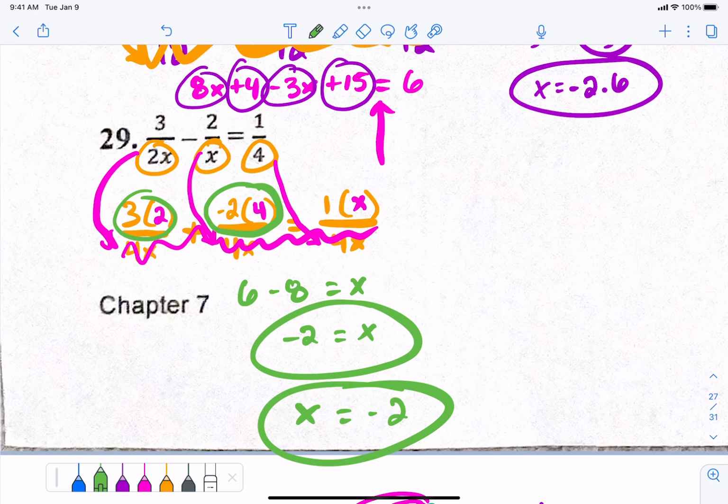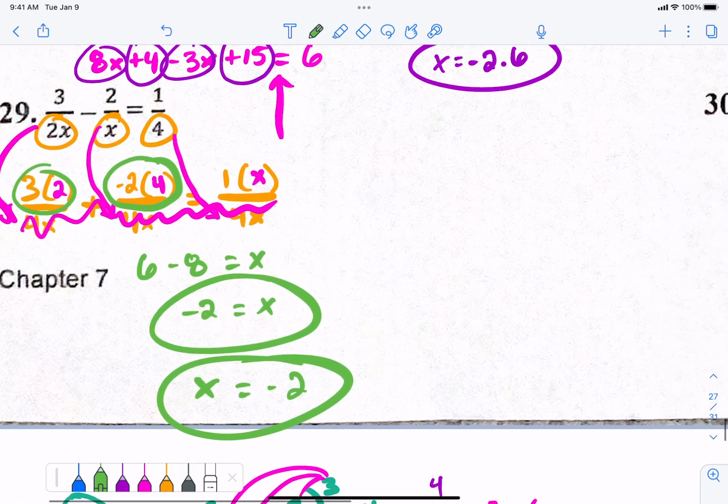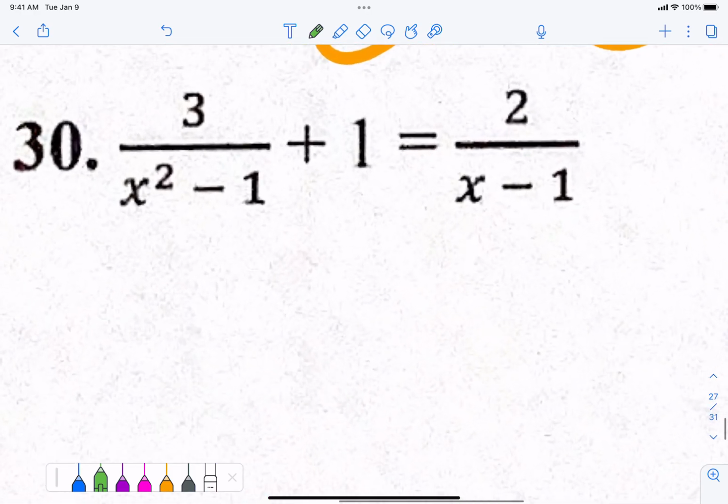Okay, I'm going to tell you, number 30 is not going to be very nice. I don't think I will give you one like this on the test. We're going to go through it, but I'm going to show you why it's ugly at the end, okay? He does have some ugly stuff, okay?